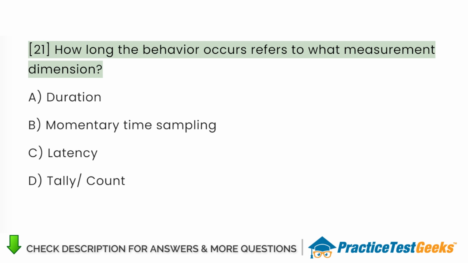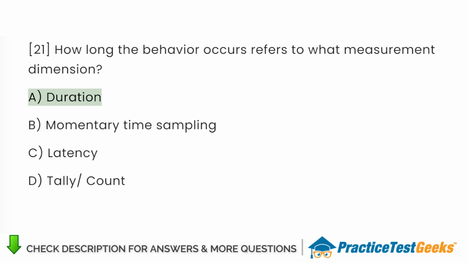How long the behavior occurs refers to what measurement dimension? A. Duration. B. Momentary time sampling. C. Latency. D. Tally count.